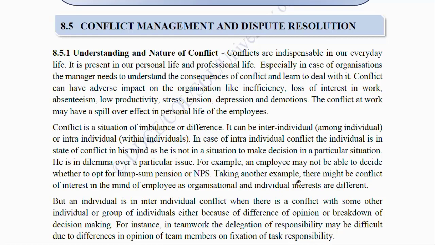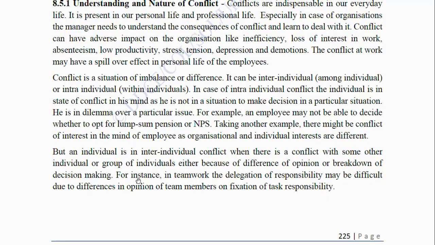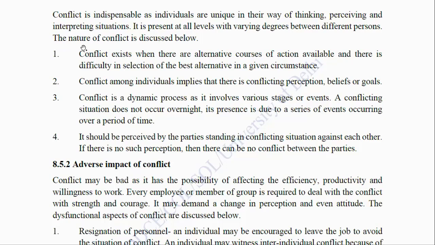But an individual is in inter-individual conflict when there is a conflict with some other individual or group of individuals, either because of difference of opinion or breakdown of decision making. For instance, in teamwork, the delegation of responsibility may be difficult due to differences in opinion of team members on fixation of task responsibility. The nature of conflict is as follows.